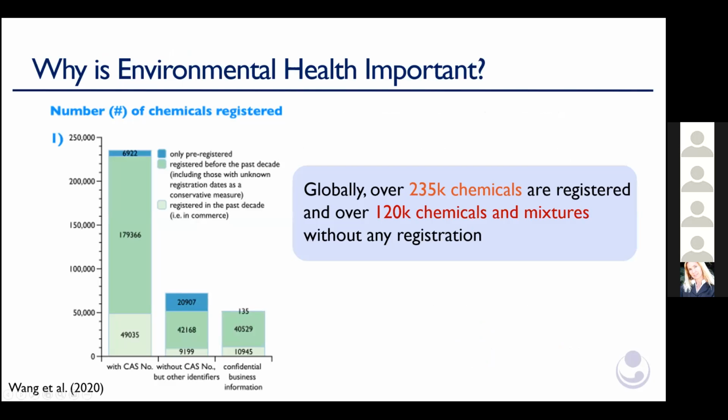So I think it's important to set the stage, and I'll turn your attention to a recent paper that was published that talked about the estimates of chemicals that are currently in our environment. And there are over 235,000 chemicals currently registered.